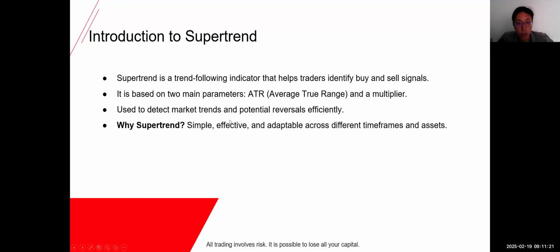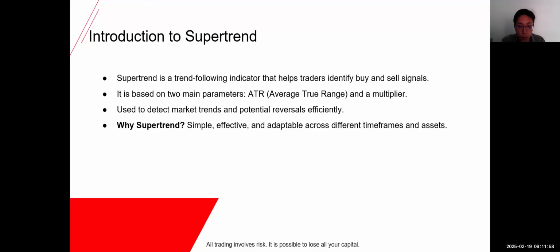Firstly, introduction to Supertrend. So what is Supertrend? Supertrend is a trend following indicator that helps traders to identify buy and sell signals. It is based on two main parameters. Firstly, the ATR, which is the average true range. I'm sure you may have heard of it before. ATR is quite a useful indicator actually, and also a multiplier. It is used to detect market trends and to identify potential reversals efficiently.